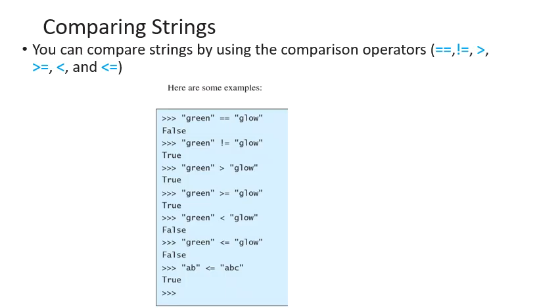Comparing strings. You can compare strings by using the comparison operators, that is the relational operators double equal to. It will check whether it is equivalent to or not equivalent to, greater than or equal to, less than and less than or equal to. If the comparison holds, it will return true, otherwise false. All the comparison operators.